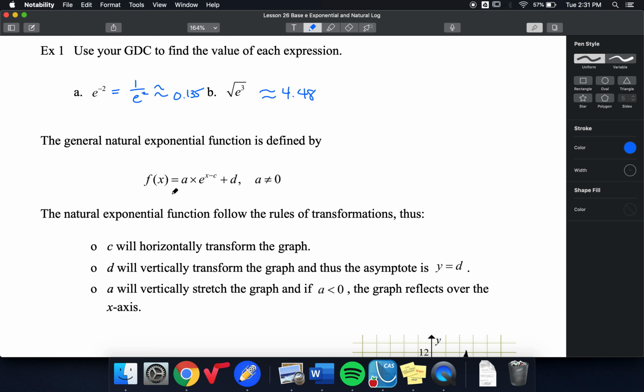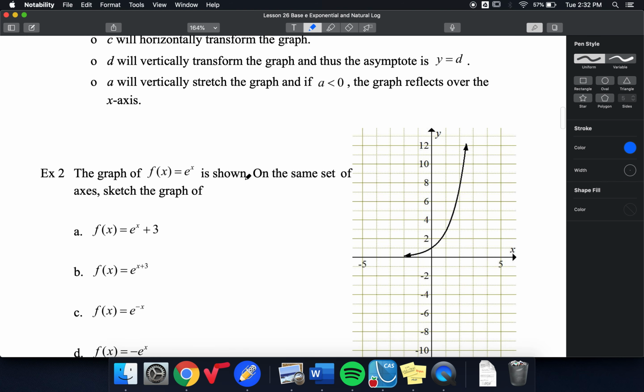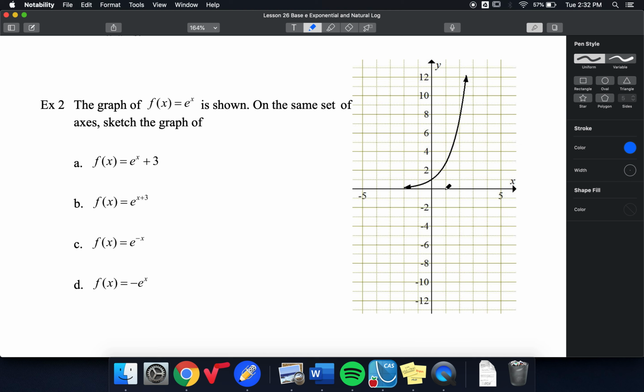Natural exponential function, same as before. Vertical stretch, horizontal translation, vertical translation. Here's my e to the x graph. So when x is 1, my y value is about 2.7. e to the x plus 3, well, I'm just going to take my graph and move it 3 to the left. That's what I'll do down here. I'm going to go 3 left. Here, of course, I'm going to go 3 up.